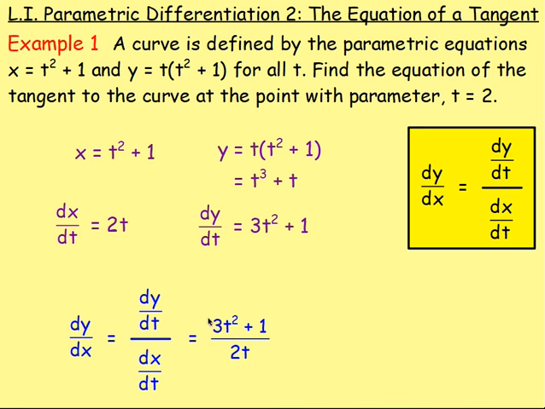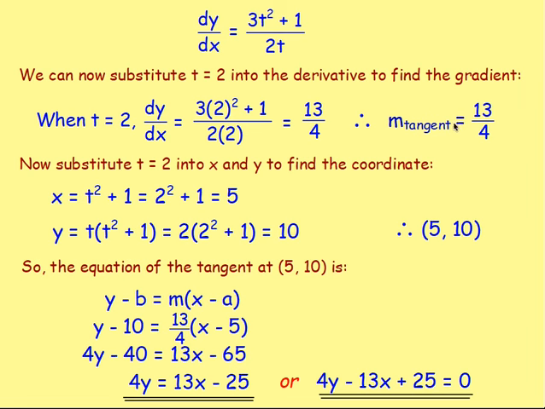From there, once you know dy by dx, well, dy by dx is your gradient. You can get the gradient then when t equals 2 by replacing t with 2. So that's what you do. First of all, replace t with 2 and you get the gradient. In this example, it's 13 over 4. We need to know the gradient point equation though. So gradient is 13 over 4.